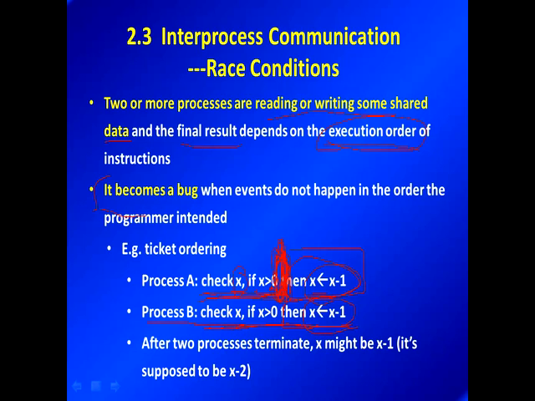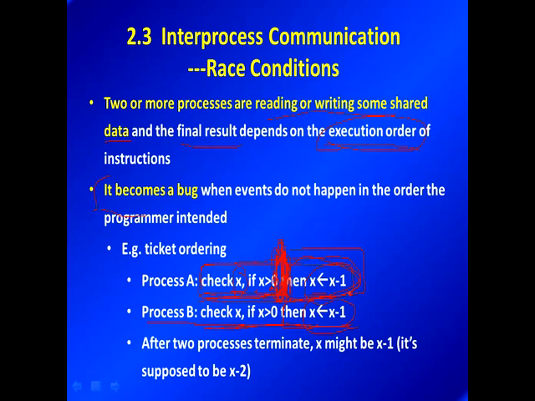So the key issue is to forbid more than one process from getting into their critical regions during the same time. You can see what the critical region is based on this simple example. These three instructions are called the critical region for process A.